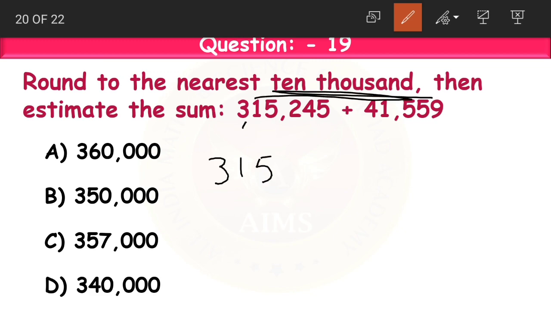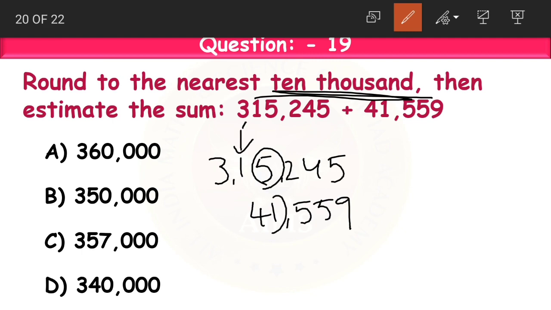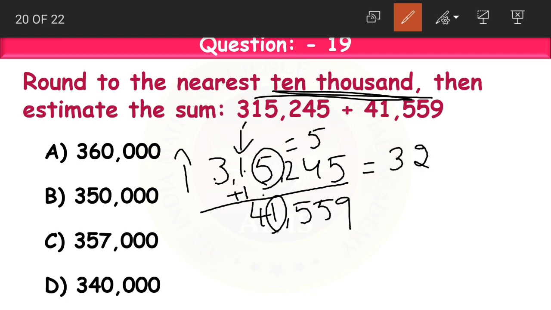Yes, 3,15,245, 41,559. See, we need to round off the 10,000s place. So, let us look at the digit in thousands place. Now, here the digit is equal to 5. So, we round up. That is, add 1 to the digit in 10,000s place. Now, 31 plus 1 becomes 32. And what should we do with the remaining digits, children? The remaining places will be replaced by zeros.